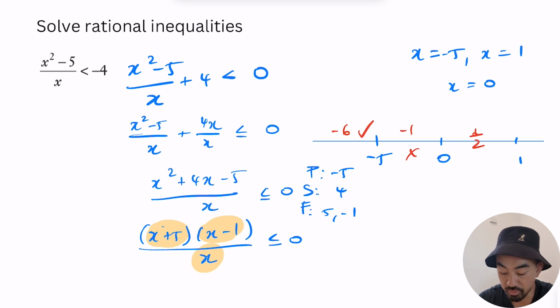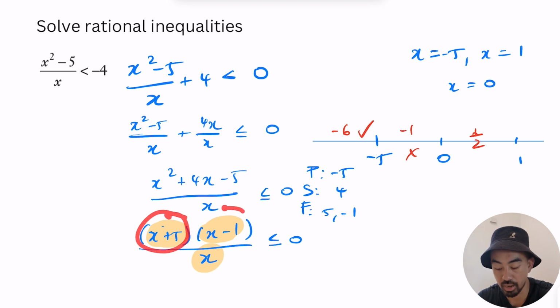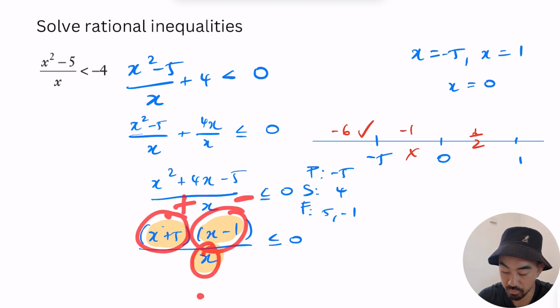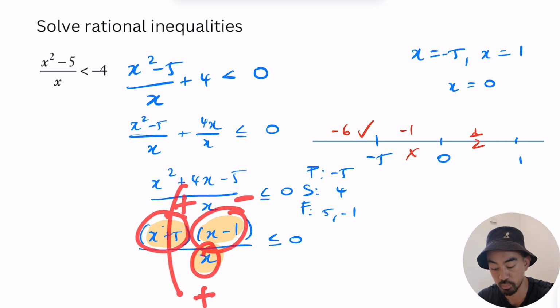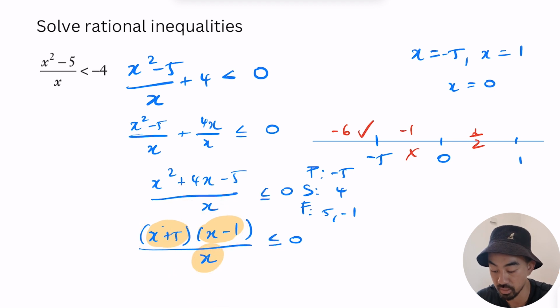So testing a half, let's say I put half plus 5 is positive, right? 5 and a half. A half minus 1 will be negative because 1's bigger than a half. And then just a half at the bottom, that's also going to be positive. So 2 positives will remain positive, times the negative will be negative. So negative is less than or equal to 0.